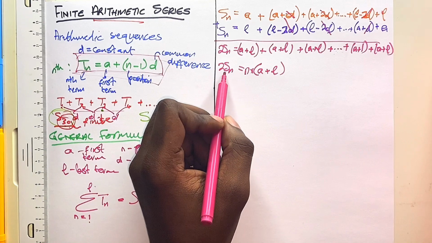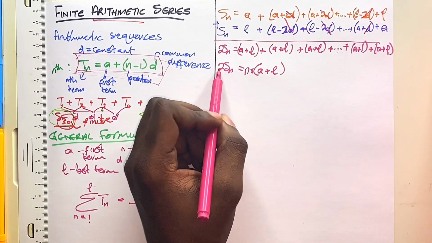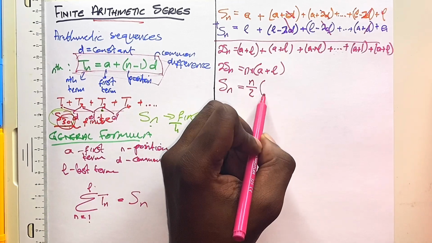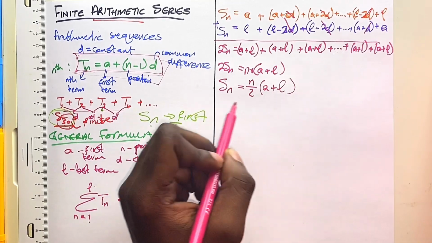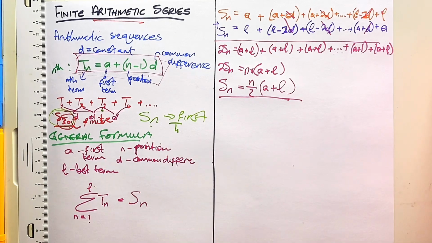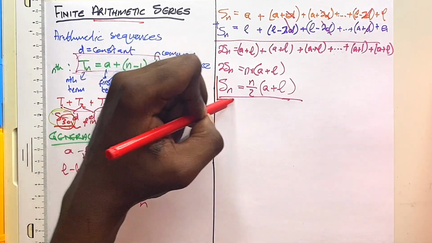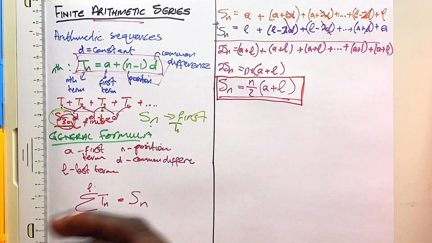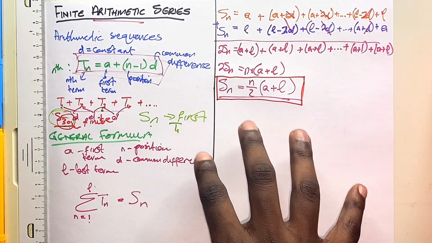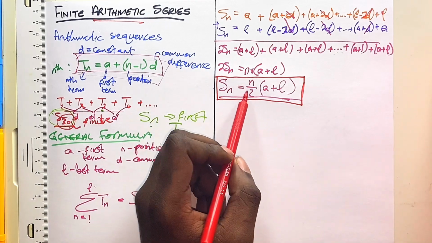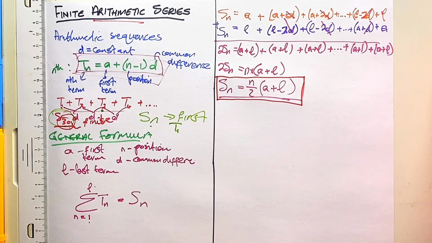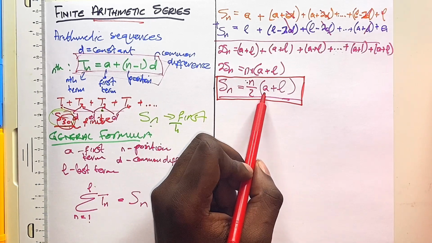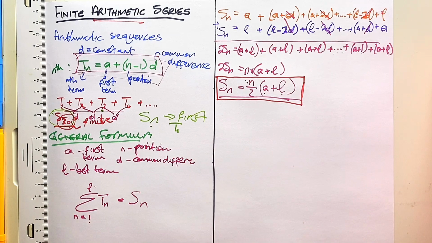Now what I'm trying to solve for here is Sn. So I'm going to divide both sides by 2. So I will have n over 2 into A plus L. Now this is my general formula for the sum of a finite arithmetic sequence. All I have to know is the number of terms. I have to know my first term and my last term.